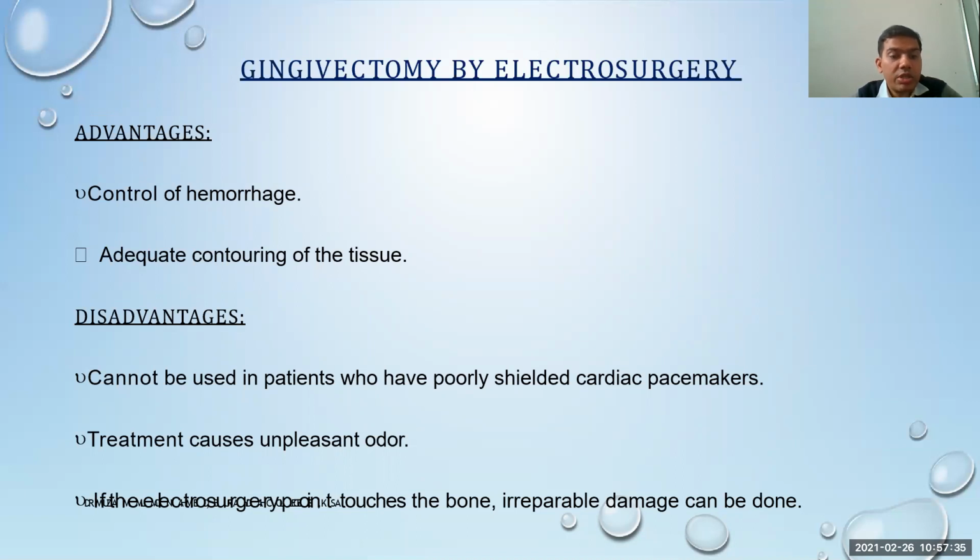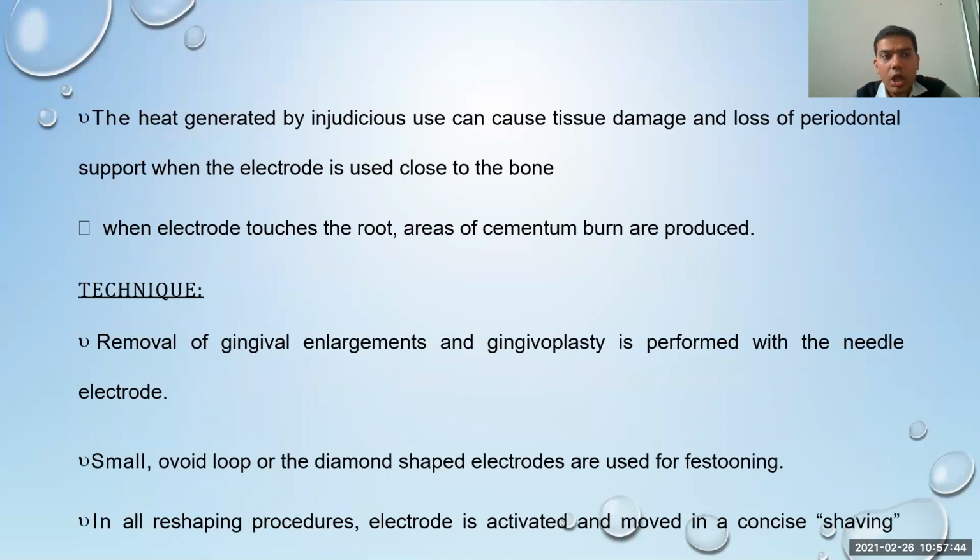The treatment causes an unpleasant odor. There's a lot of smell in this. If the electrocautery point touches the bone, irreparable damage can be done. It can also injure the cementum area, and it can burn the roots of the teeth also. So heat generated by injudicious use can cause tissue damage and loss of the supporting periodontal tissues. The electrode is used close to the bone. When the electrode touches the root, areas of cementum burn are produced.